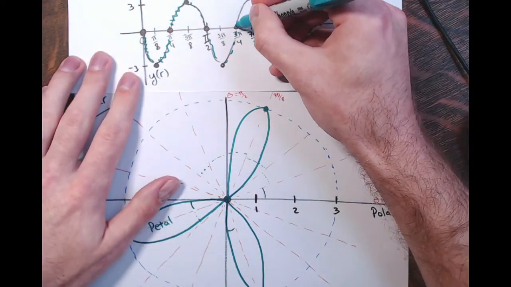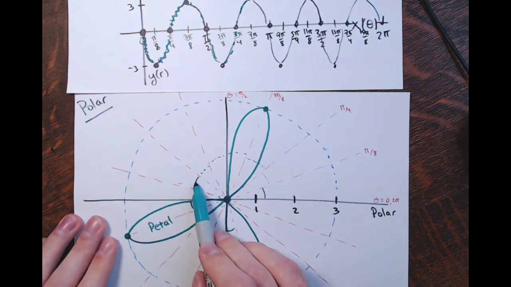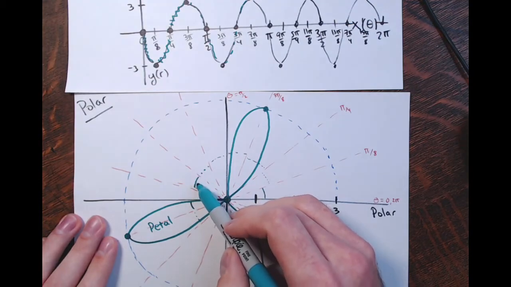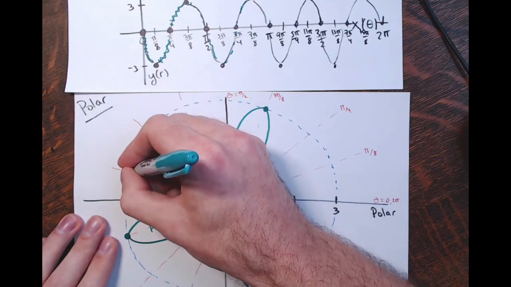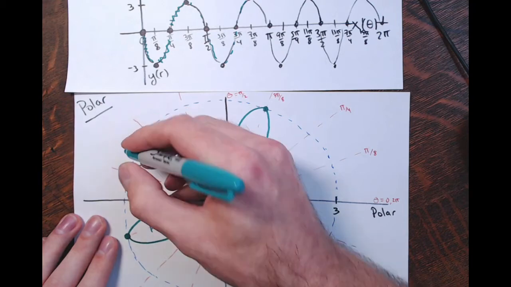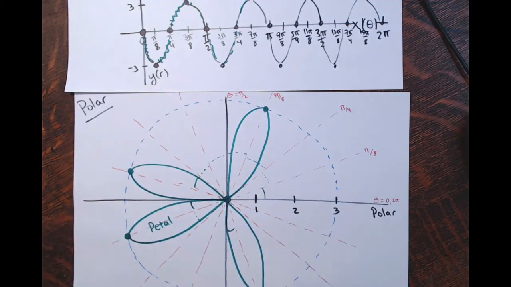All right, then between 3 pi over 4 and 7 pi over 8, between here and here, I have positive values of r, so I am actually going to graph between here and here. And I'm going from 0 to 3. So 0 to this point here, and then coming back between here and here, there's the fourth petal.